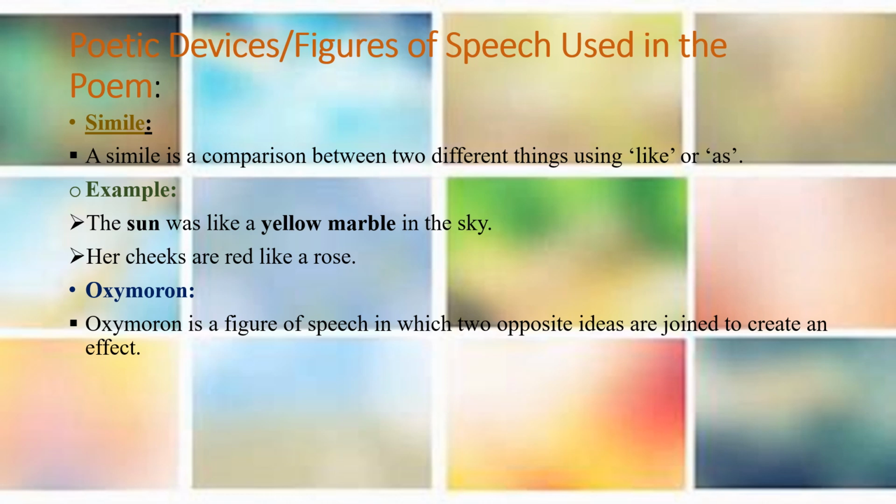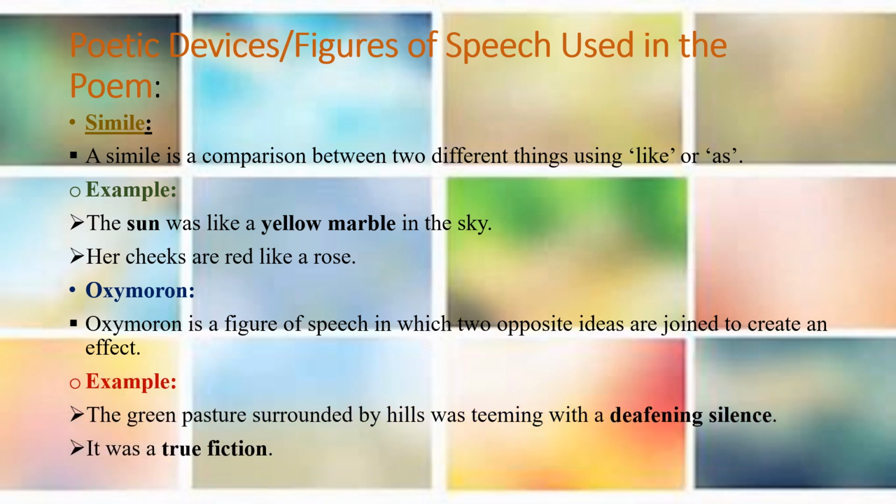The next poetic device that has been used in the poem is oxymoron. What is oxymoron? Oxymoron is a figure of speech in which two opposite ideas are joined to create an effect. For example, the green pasture surrounded by hills was teeming with a deafening silence. So over here, can you see deafening?